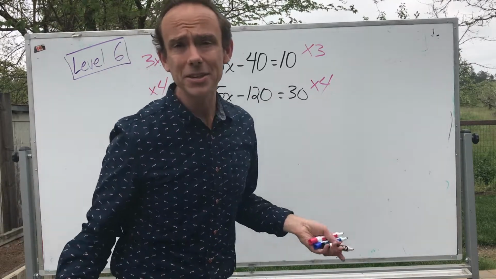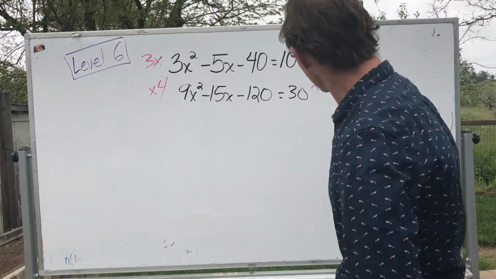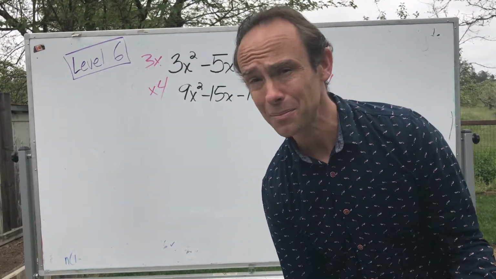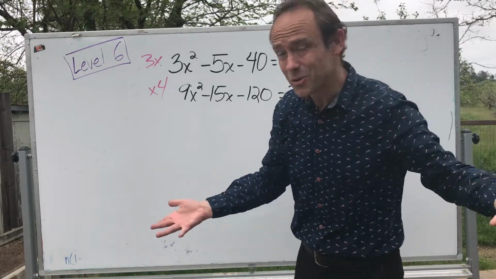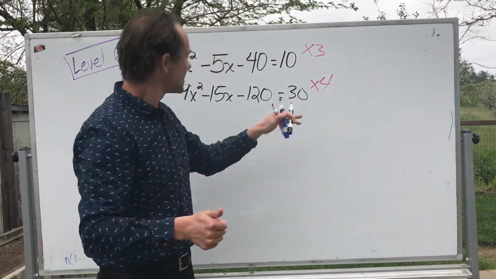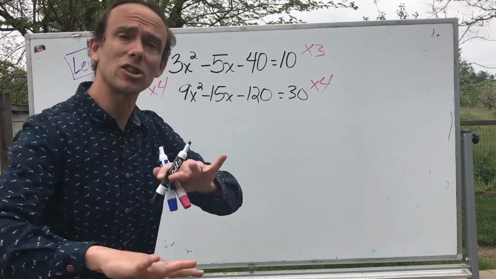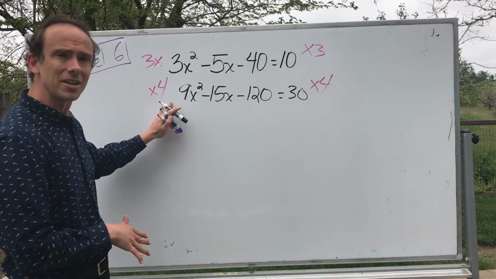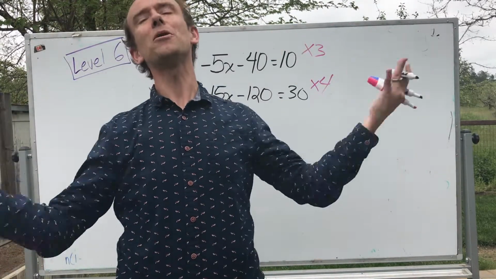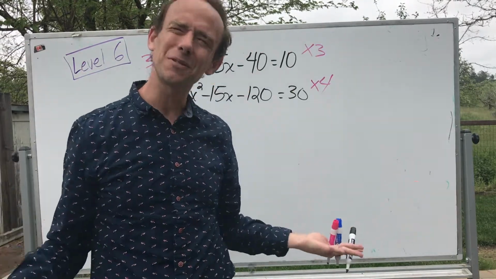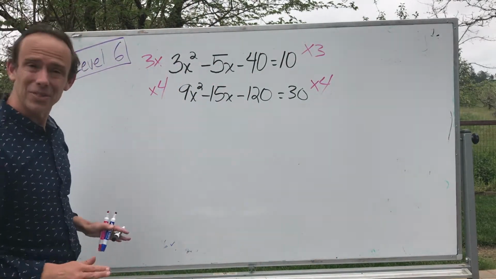And you might be thinking to yourself right now, Mr. Miller, isn't that going to make the numbers really big, really large? Yes, it is. Sometimes we're going to get larger numbers using this strategy, but it doesn't matter. It's going to work out beautifully. It's going to still be a perfect square. So don't worry about that.